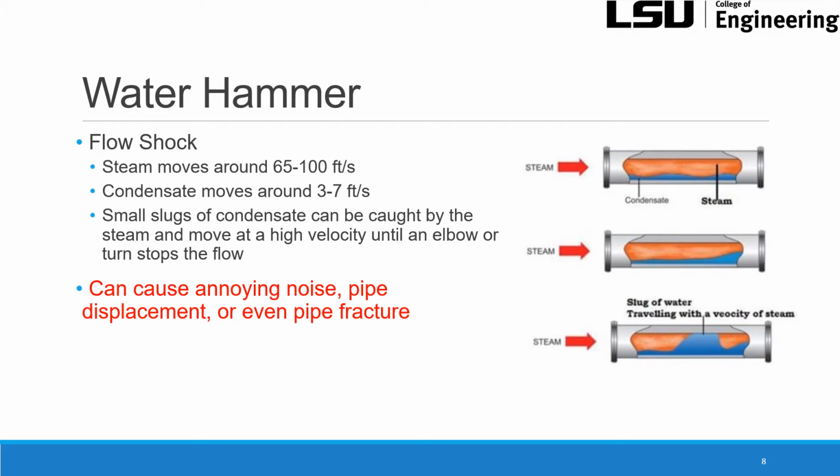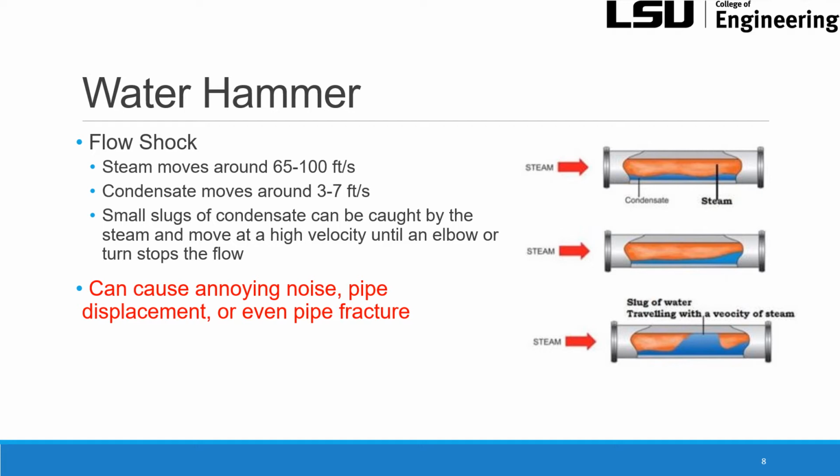There are many different types of water hammer. However, the one that's relevant here is flow shock. So steam moves about an order of magnitude faster than the liquid condensate within these lines. However, the steam can pick up small amounts of this liquid that sits below it, and then that liquid can start moving at that 65 to 100 feet per second of steam.